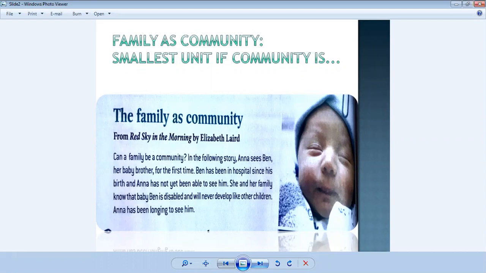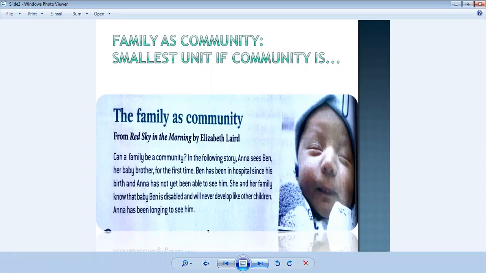So have a look at page number 160. The family is a community. So here's one very cute, interesting story you would have experienced already on your own, I hope. Many of us, let's say. For example, this extract is from The Red Sky in the Morning by Elizabeth Laird. So have a look at the page, the first part. Can a family be a community?